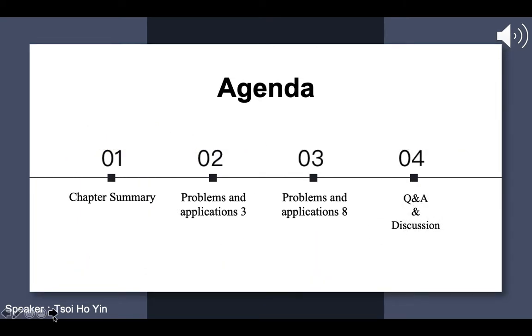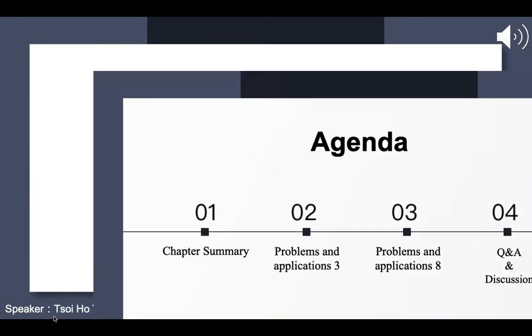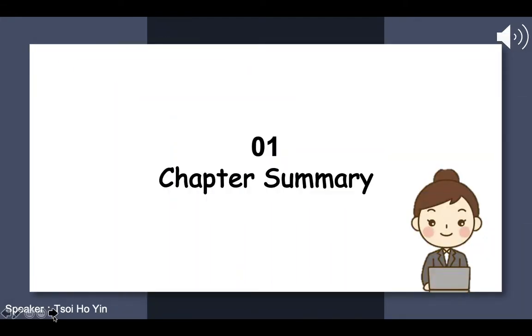In today's presentation, we have 4 parts in total. The first part is the chapter summary, and the second part is the problem and application on question 3, the third part is for question 8, and the last part is the Q&A and discussion. So let's move on to the chapter summary.